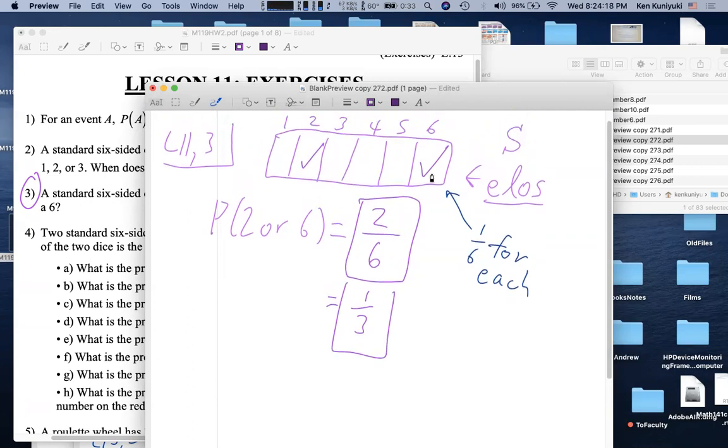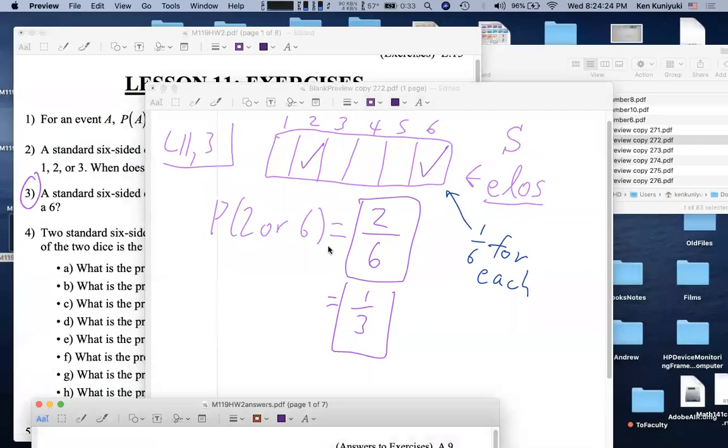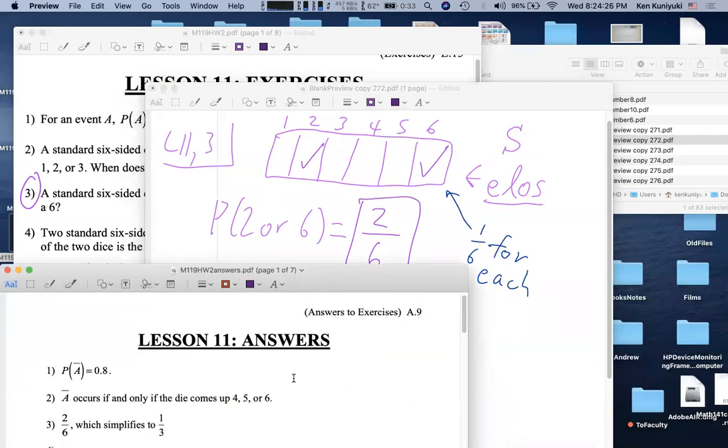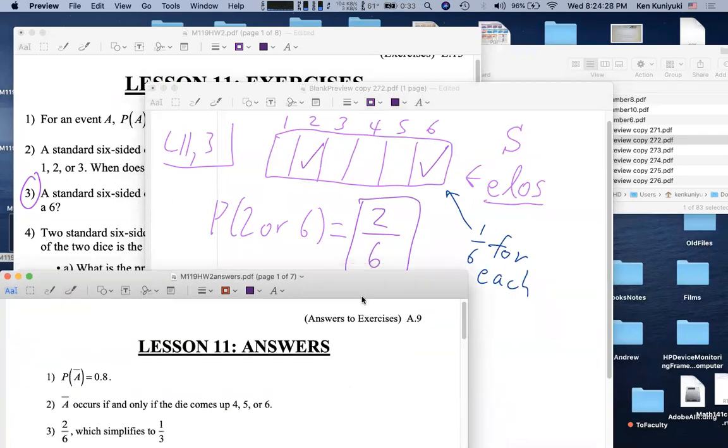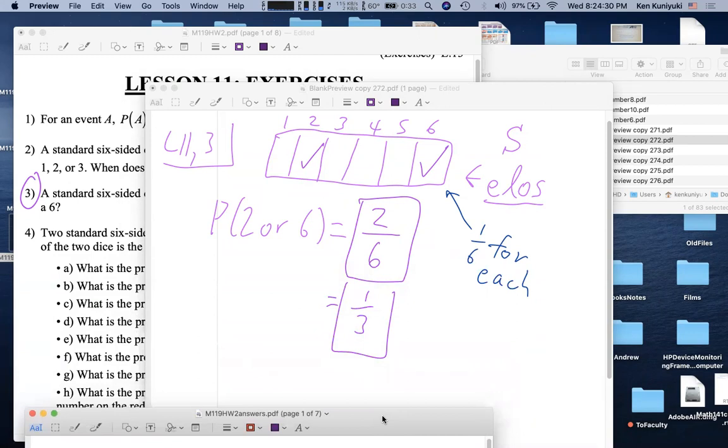Right. These are mutually exclusive. You just add them up. 1/6 plus 1/6 is 2/6. All right. And it better be the answer. I do have my answers here. Yeah, 2/6, which simplifies to 1/3. All right. Any questions or follow-ups?